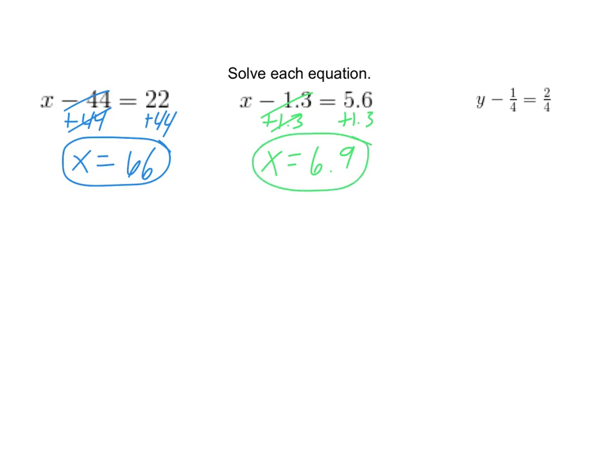Go ahead and pause the video, solve the last one for y, and then hit play and see how you did. To solve this one, we should have added a fourth to both sides, giving us an answer of y is equal to 3/4.